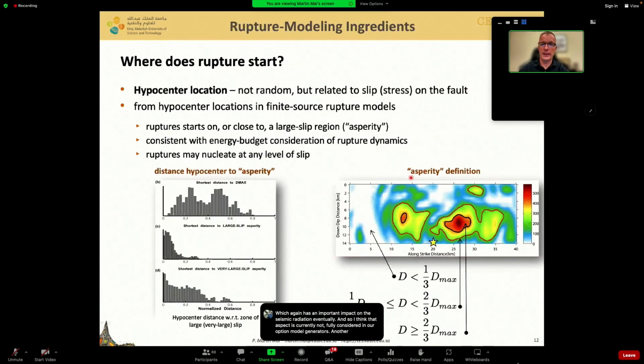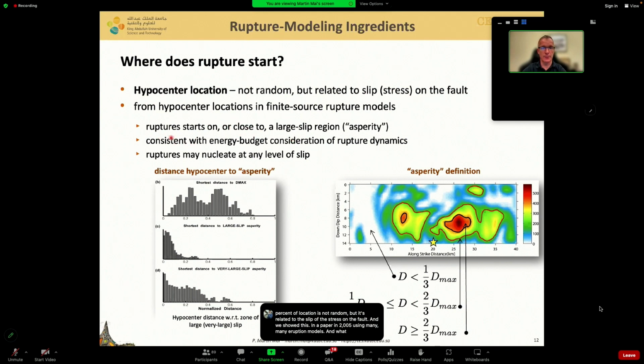Another thing that is important to consider is the question: where does the rupture start? When we test our rupture model generators, we usually, or often, work with past earthquakes, well recorded. We know where the hypocenter is. Or we run a set of simulations and choose a hypocenter at random, or which we think is convenient, either in the south or north or east or west of the fault. But it turns out the hypocenter location is not random, but it's related to the slip or the stress on the fault. And we showed this in a paper in 2005 using many rupture models.